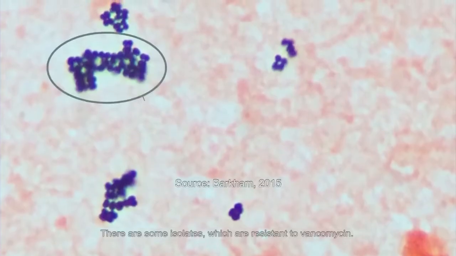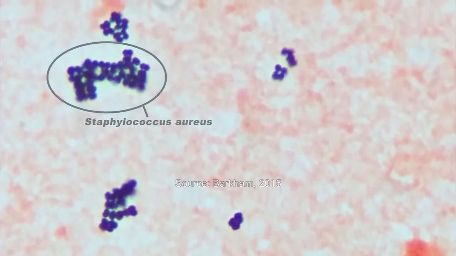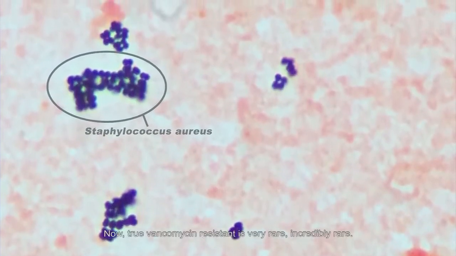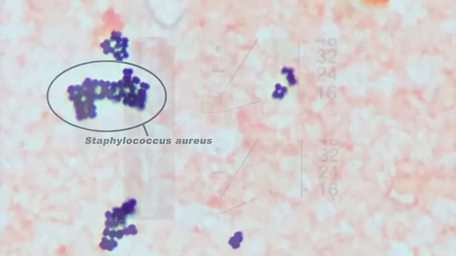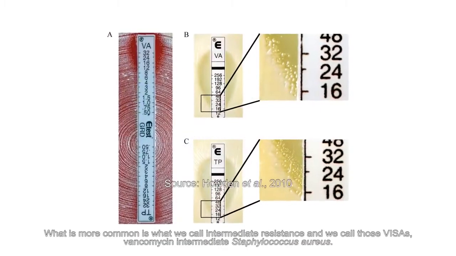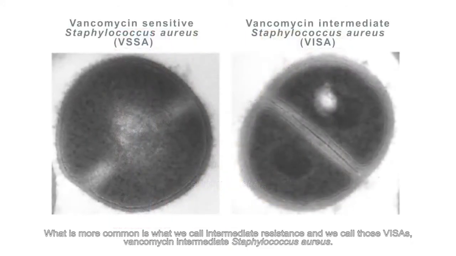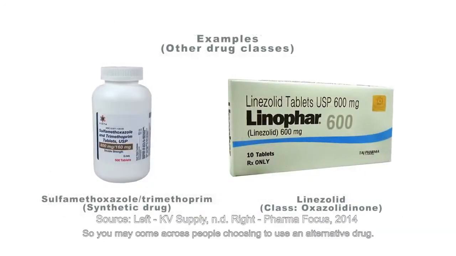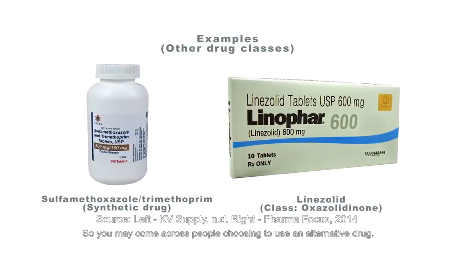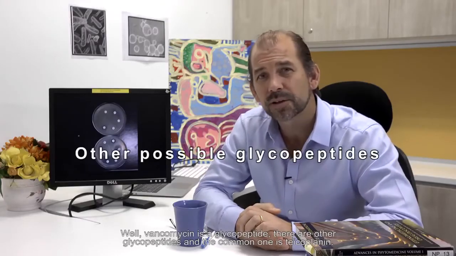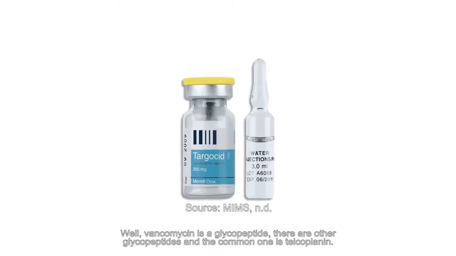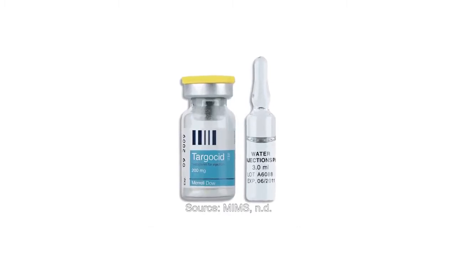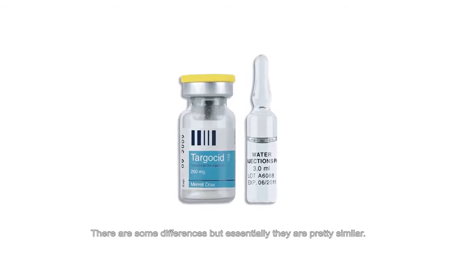There are some isolates which are resistant to vancomycin. Now, true vancomycin resistance is very rare, incredibly rare. What is more common is what we call intermediate resistance, and we call those VISAs, V-I-S-A, vancomycin intermediate Staphylococcus aureus. So you may come across people choosing to use an alternative drug. Well, vancomycin is a glycopeptide. There are other glycopeptides, and the common one is teicoplanin. They're very similar drugs. There are some differences, but essentially they're pretty similar.